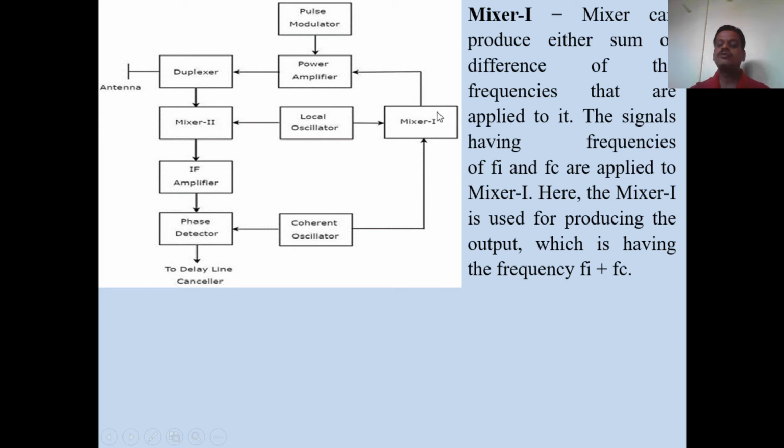and it also produces the sum of the two frequencies. The output of the mixer contains Fc plus Fi and Fc minus Fi. Fc plus Fi is provided to the power amplifier.